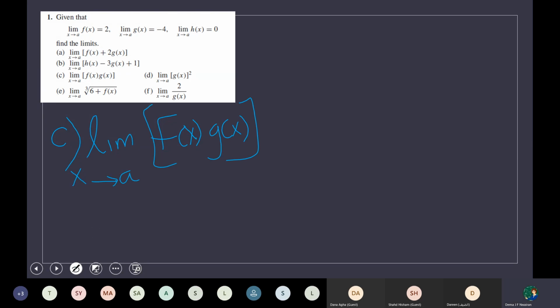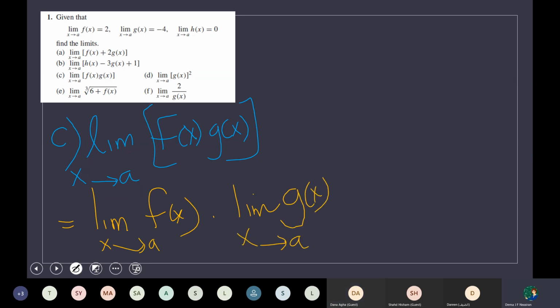Yes, Dana. Limit f of x times g of x. How can you solve it? First step, you have to distribute the limit: limit f of x when x approaches a, and limit g of x when x approaches a also, because the limit of the product is the product of the limits. Then limit f of x when x approaches a equals what? 2. 2, thank you. And limit g of x when x approaches a is negative 4. Negative 4, thank you. And the answer will be negative 8.